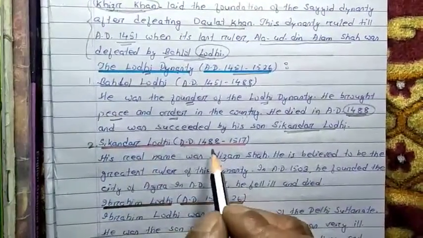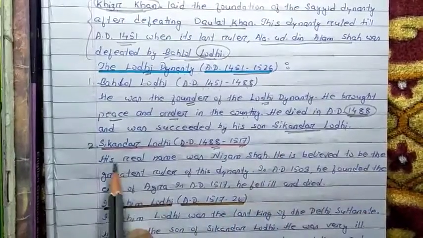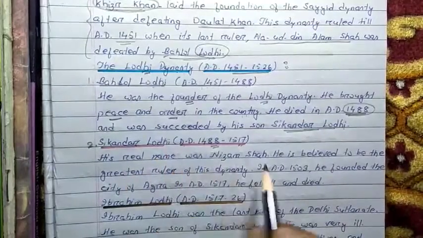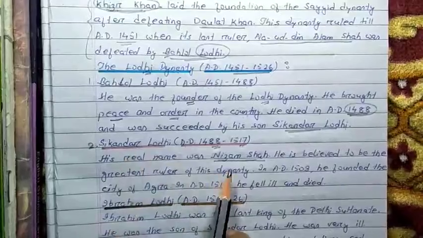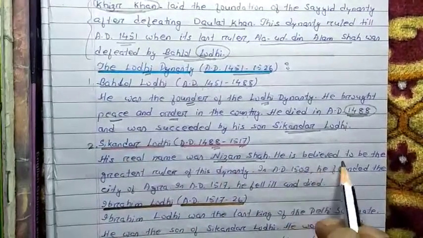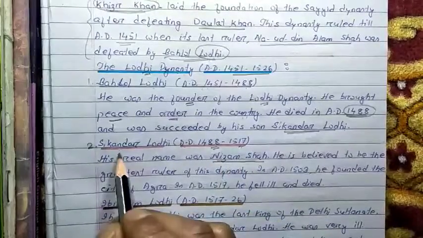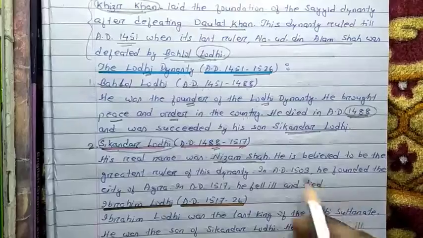Sikandar Lodhi ruled from 1488 up to 1517 AD. Actually, Sikandar Lodhi was not his real name. His real name was Nizam Shah. He is believed to be the greatest ruler of this dynasty. It is said that Nizam Shah or Sikandar Lodhi was the greatest ruler of the Lodhi dynasty.